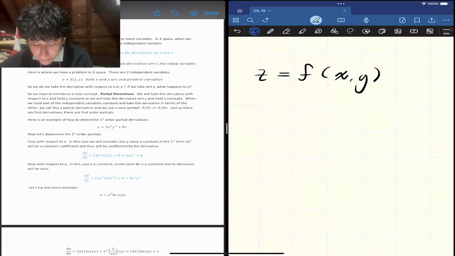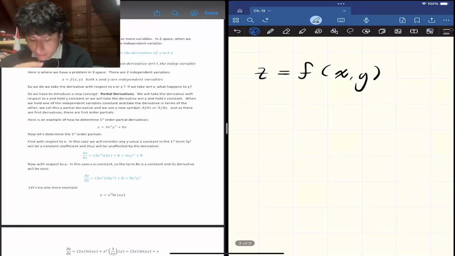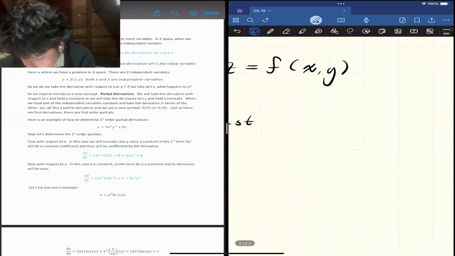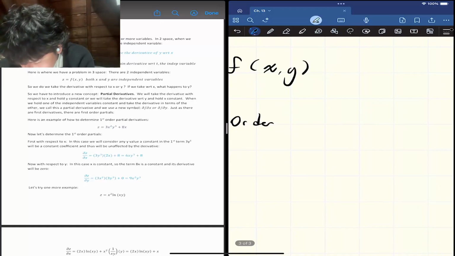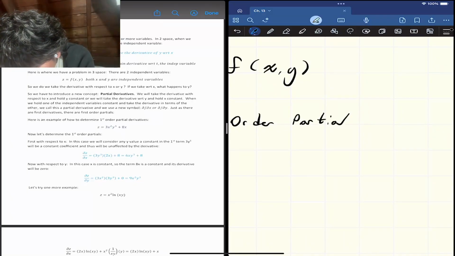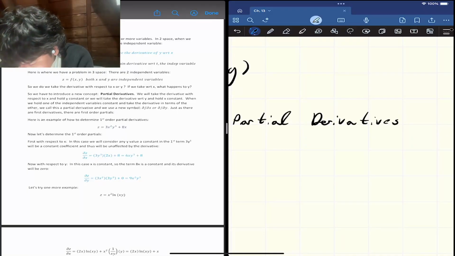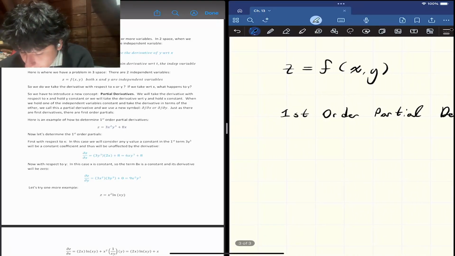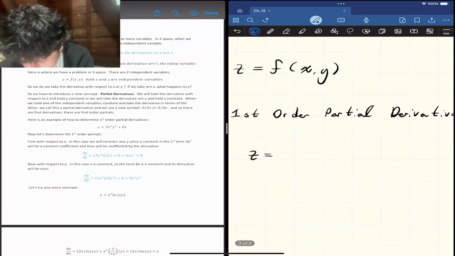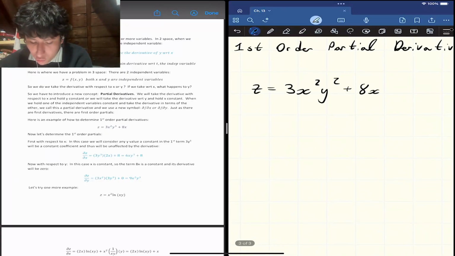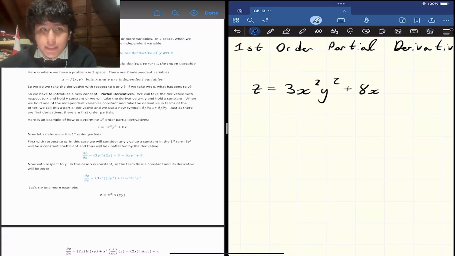So, okay, so this is a first order partial derivatives, right? And in this case we have some z equal to now 3x squared y squared plus 8x. We see that this z is taking in both that x and that y, right?